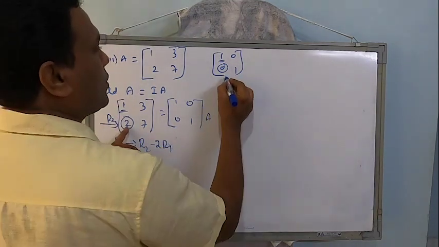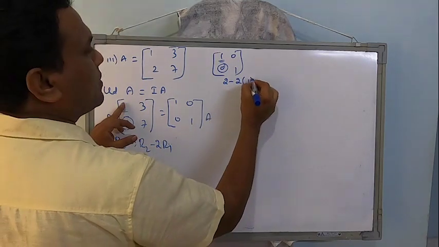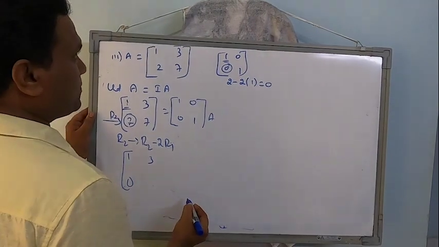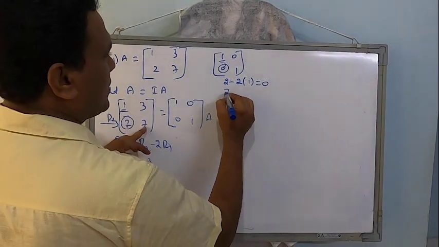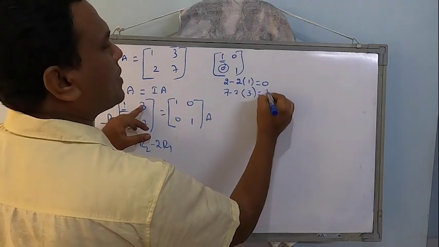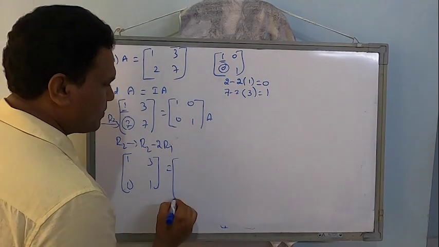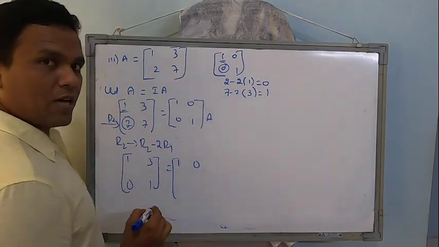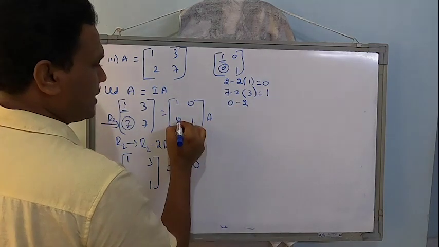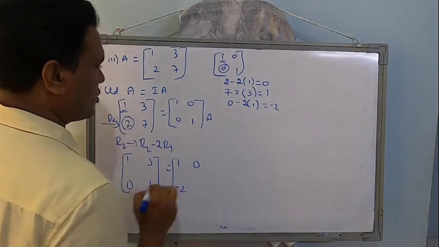If you're finding it difficult, please write down with sign and practice. R2. What is the element in R2? Element in R2 is 2. Minus 2 multiplied by R1. Surely it's going to be 0. Now the next thing, this is 7 minus 2 times just above this 3. That's an element of R1. That's going to be 1. That's okay. Perform the same operations here. No change for R1. 1, 0. Now here it should be changed. 0, 0 minus 2 times R1. That's minus 2. So here that's going to be minus 2.